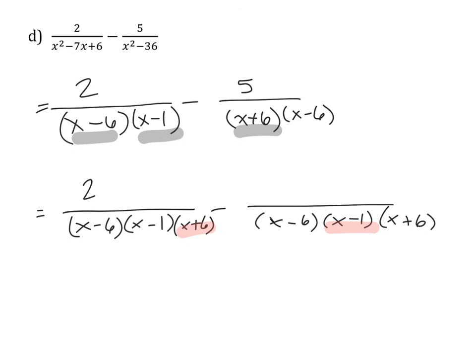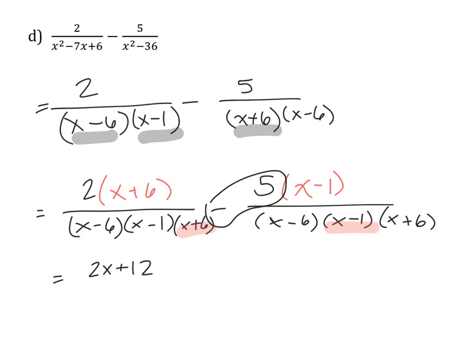So it started out with 2. So I'm actually going to multiply this by x plus 6. This one I started with 5. I'll multiply this by x minus 1. I'm going to multiply this out by distributing these 2 and 5 and then combining it. 2x plus 12. I'm actually distributing negative 5. So negative 5x plus 5 over x minus 6, x minus 1, x plus 6.